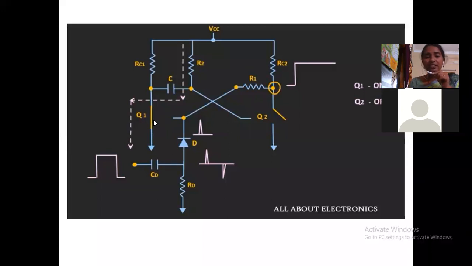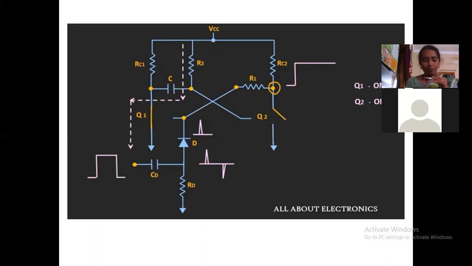So Q1 acts as an open circuit because 0 voltage is given. Transistor Q1 is in the cutoff state, acting as an open circuit. In the open circuit, the output voltage of Q1 is VCC, so it is shifted from 0 volts to VCC. Okay, so again it comes back to the stable state, right? In the first condition, Q1 is in the off condition, the output voltage of Q1 is VCC, and the output of Q2 is 0. This is the stable state.